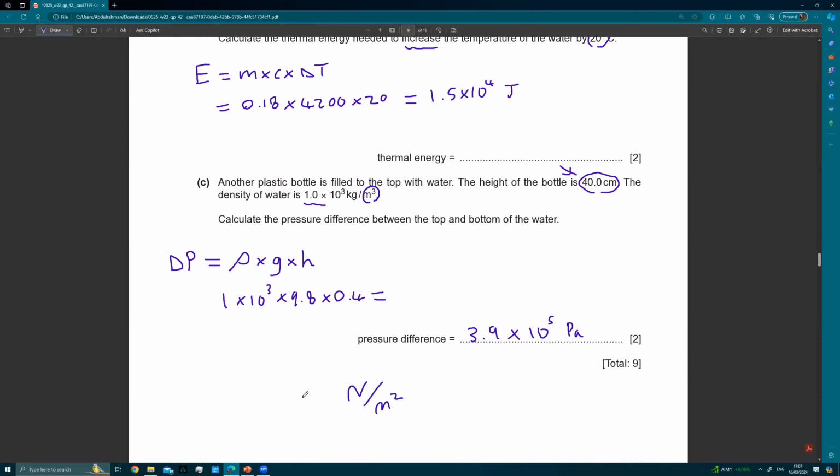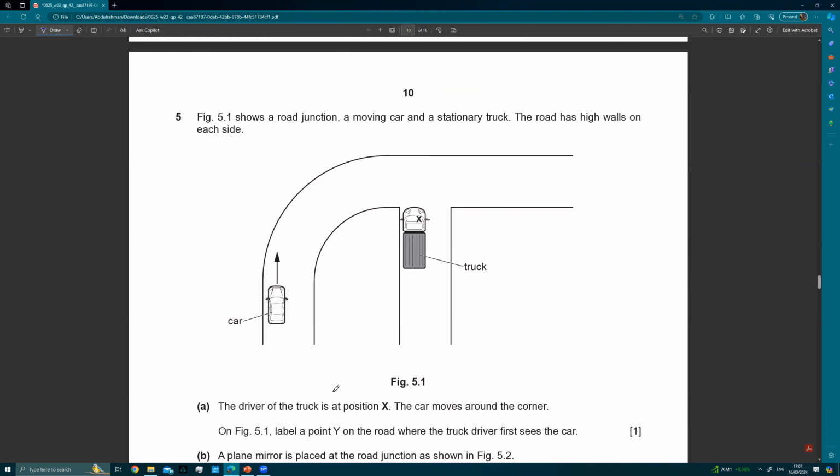They're both correct units. And where did this unit come from? Well, this came from the equation pressure equals force over area. The unit for force is newtons and the unit for area is meters squared. So newtons per meter squared, which is equivalent to the pascal. Okay, so question 5.